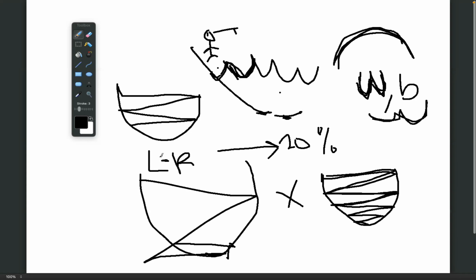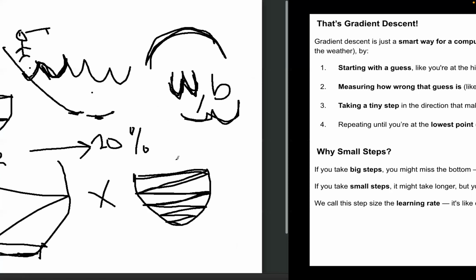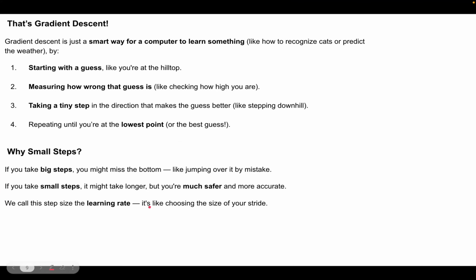All right, so this is what is called the learning rate. We can call this the step size. It's like choosing the size of your strides. We're going to talk about strides this week or next week, when we start talking about computer vision.